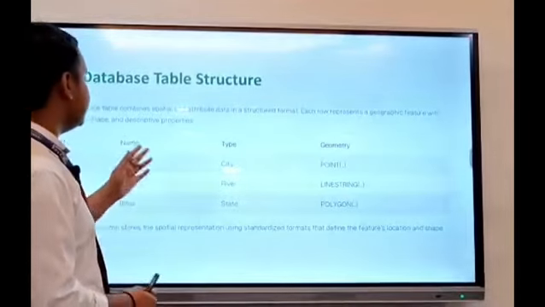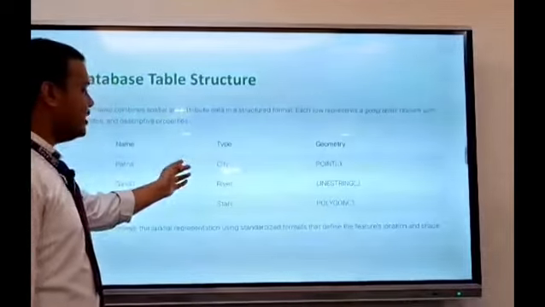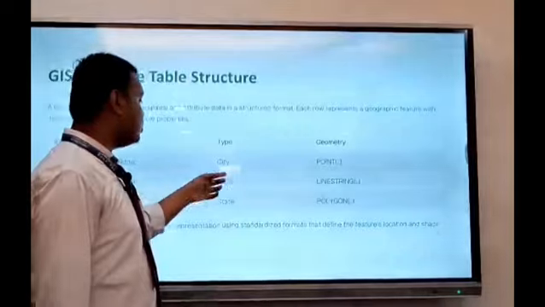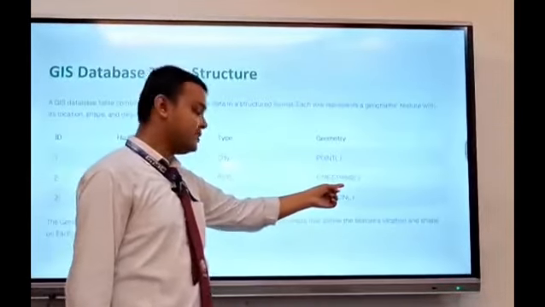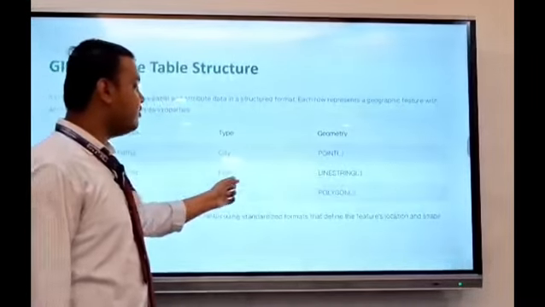Next one is the GIS database table. Here, if we store a city, we use the geometrical format point, and if we store a river, we use line string, and if we store state information, then we use polygon.